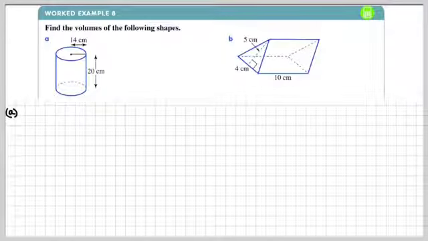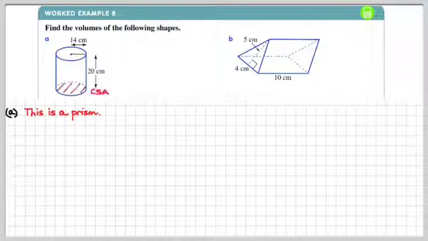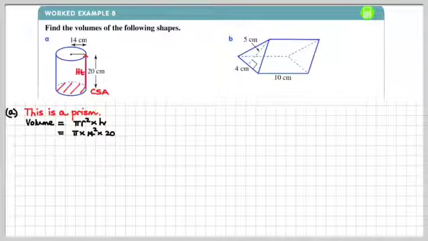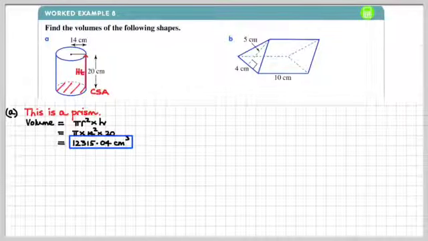Find the volumes of the following shapes. Well, it's just plug and chug, guys. Plug and chug, you know what to do, don't you? For this one, it's a prism. Therefore, there's the cross-sectional area, there's the height. So the volume is pi r squared for the circle times h for the height, which is pi times 14 squared times 20, which is apparently 12,315.04 cubic centimetres. My goodness, that's a lot, isn't it?